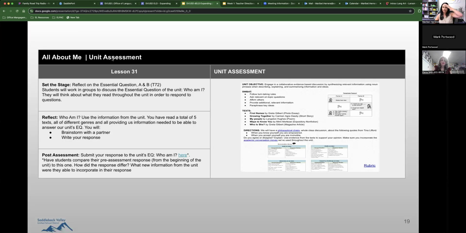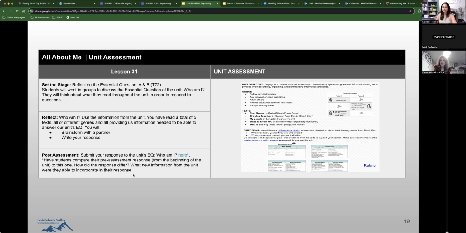And then at the end of the unit, there's always that unit assessment, and everything you need for the unit assessment is there for you as well. The links you need, the readings you need, the rubric you need, everything is there, and it'll always say unit assessment. So in this case, this is a unit assessment for All About Me.